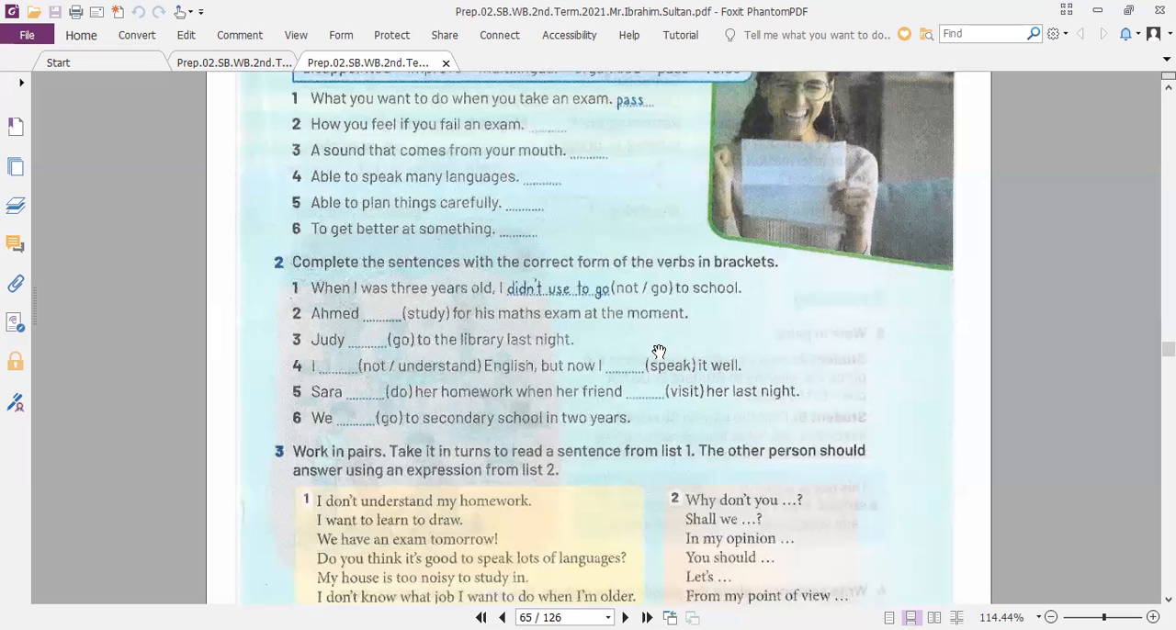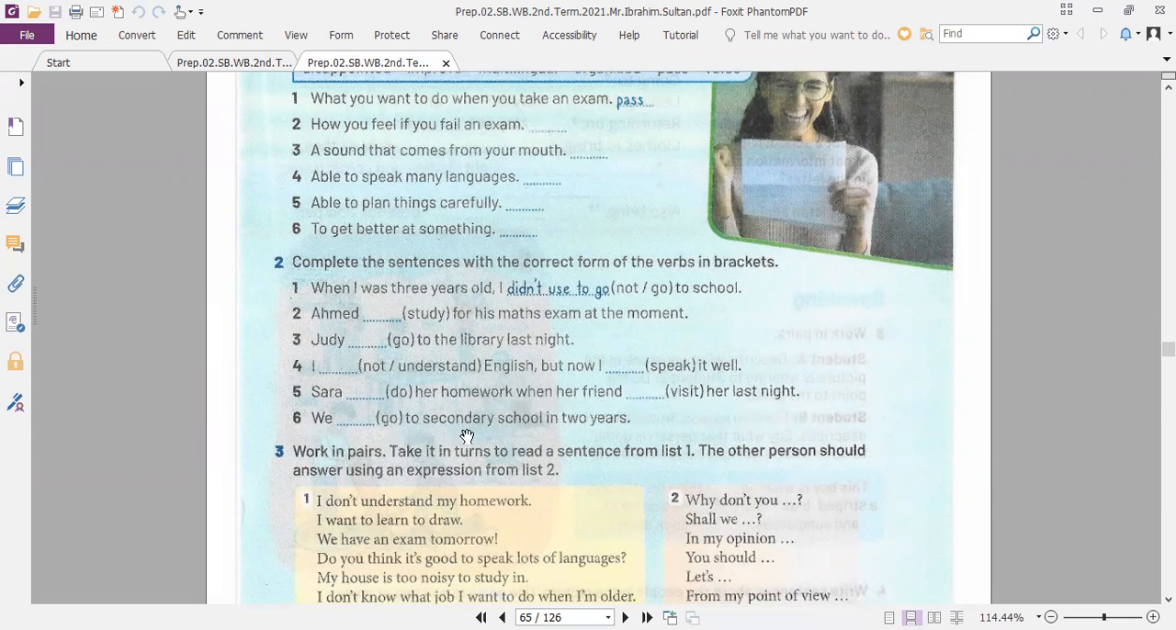Speak, present simple. Fact. Number 5. Sarah do her homework when her friend visit her last night. Was doing, because this is past continuous. This is a long action. Sarah was doing her homework when her friend visited her. This is a short action. Okay, when her friend visited her last night.